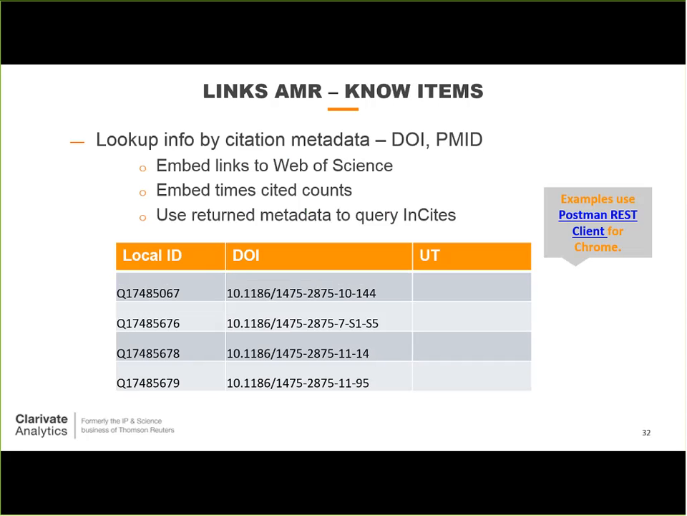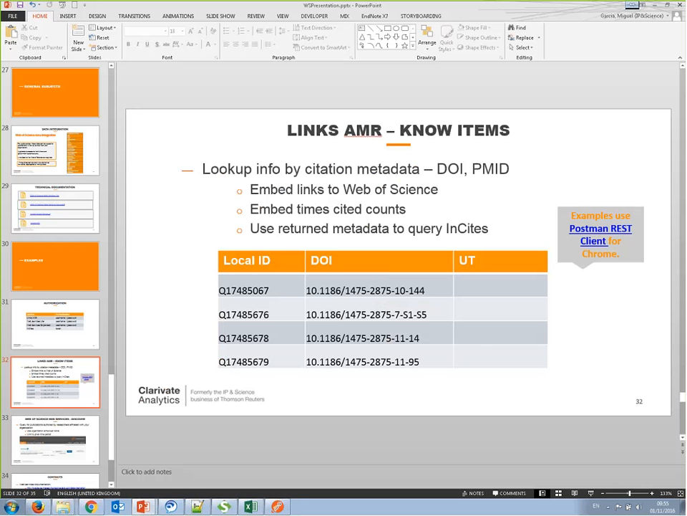So let's try Links AMR. We've talked about the use case, and the use case for this would be to look up the information by citation metadata. So imagine I have a DOI or a PMID, and I also have my own local ID, and I want to have the UTs, or maybe I want to have times-cited counts for my public portal, or I might want to have embedded links to Web of Science. The UTs would be to maybe return this metadata and query Insights API. So let's check how this would work.